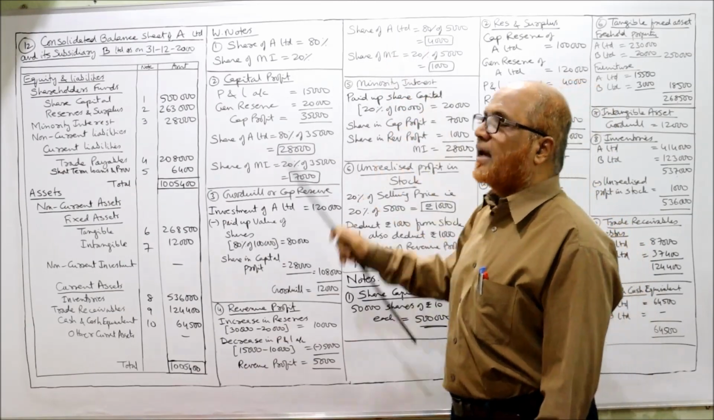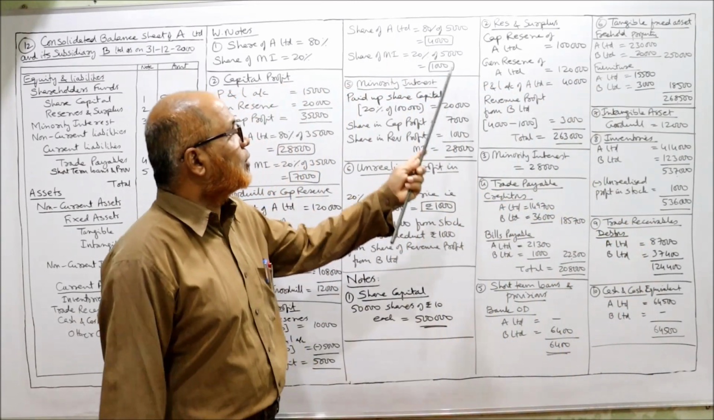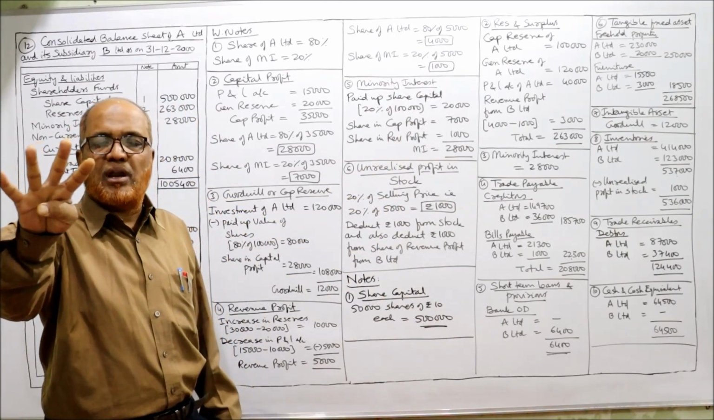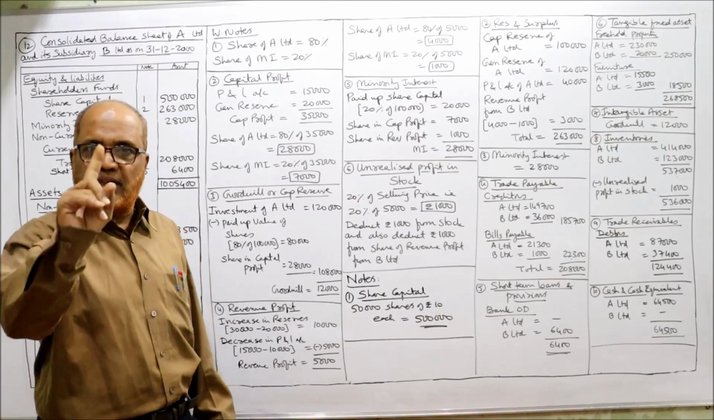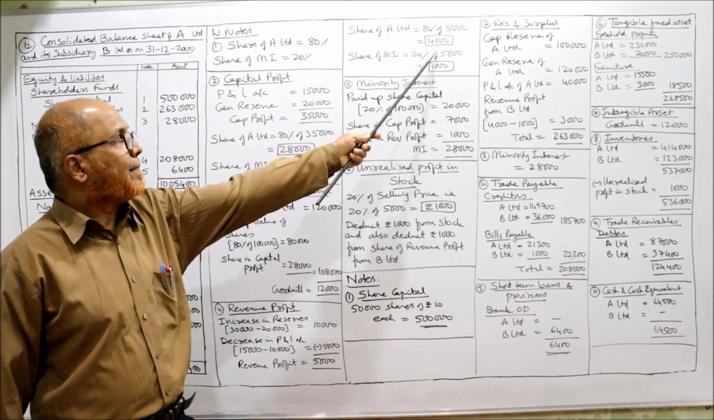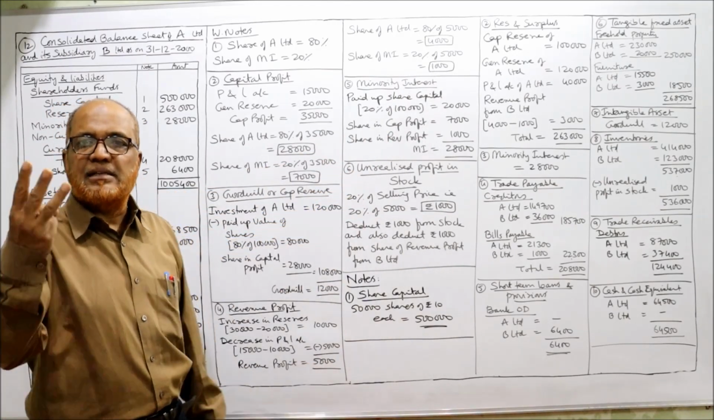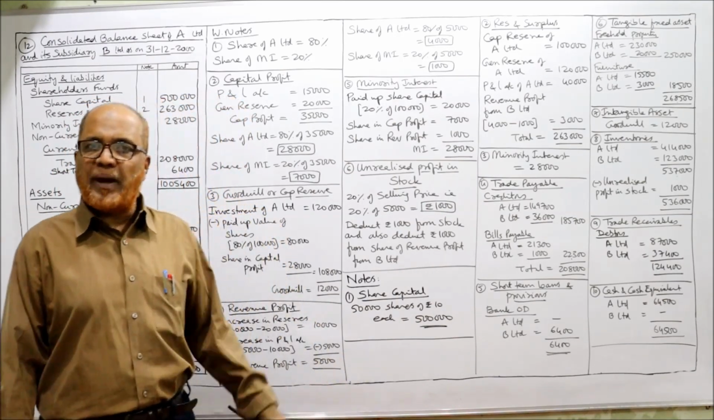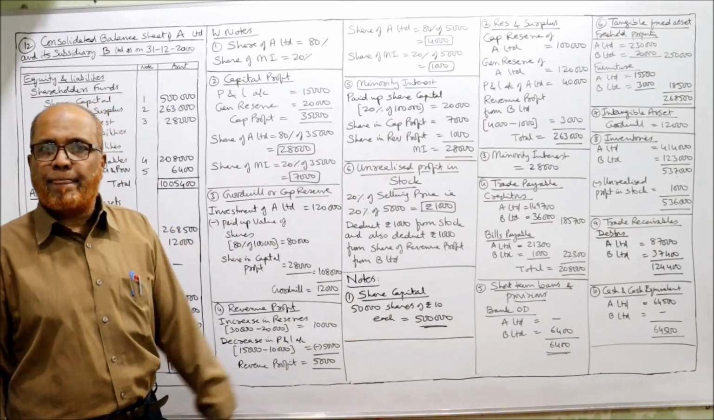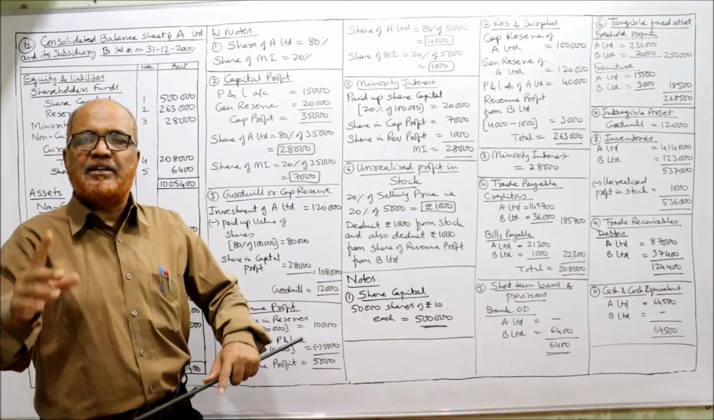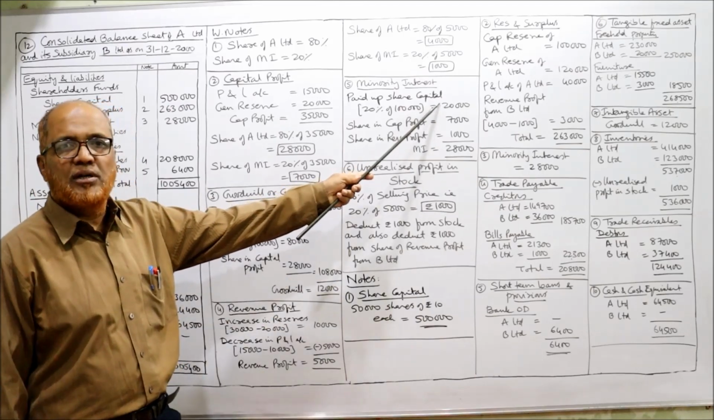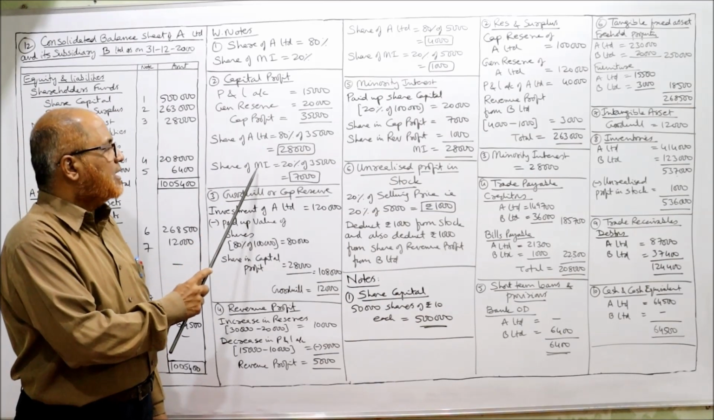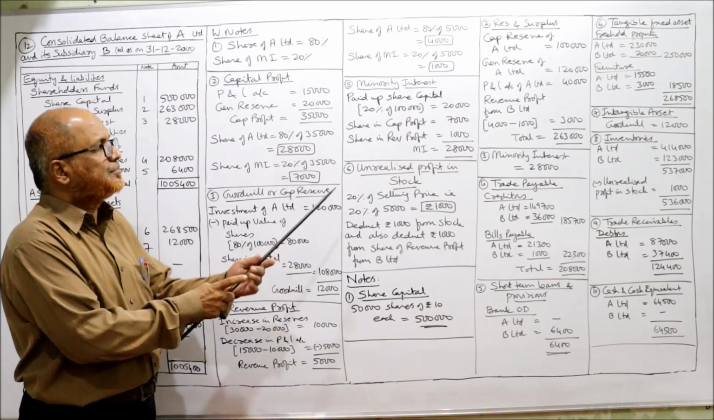The share of A Limited, 80% of 5,000, is 4,000. Out of 5,000 revenue profit, 4,000 goes to A Limited and 1,000 goes to minority interest. Now for minority interest, we'll take three things: paid up share capital, share in capital profit, and share in revenue profit. That's it. Paid up share capital is 20% of 1 lakh. The total capital of B Limited is 1 lakh, so 20% of 1 lakh is 20,000. Share in capital profit we have calculated here: the share of capital profit of minority interest is 7,000.